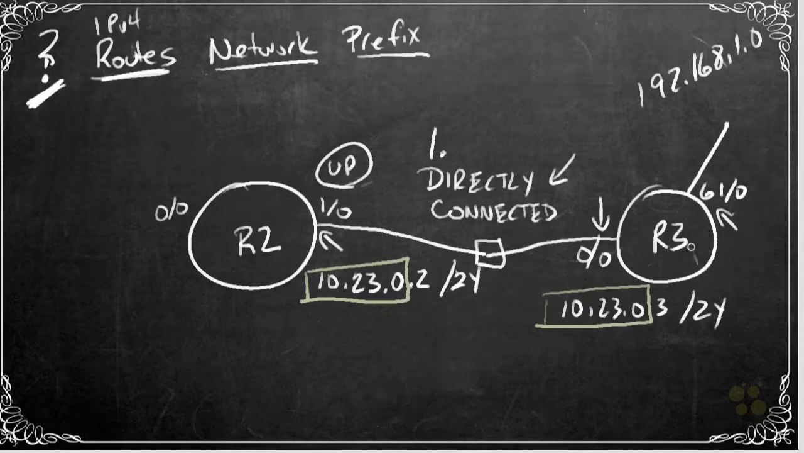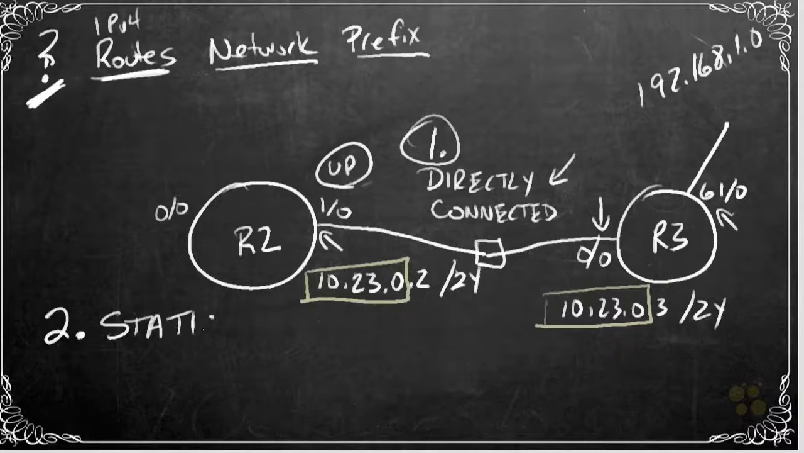So the reason I added this router is that it leads us to another method. So one method of learning routes is directly connected networks, and another option, I'll put it over here, number 2, is we could statically configure routes. And it would go something like this.